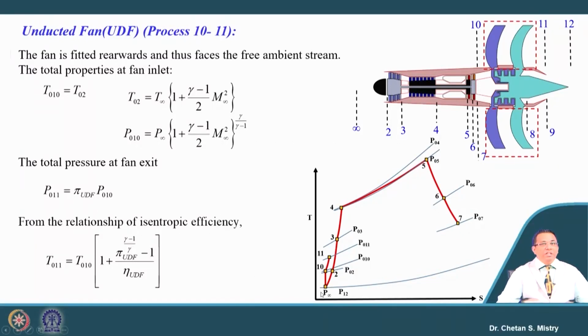Here in this case, if we look, this process is represented from P infinity to 10, and then after that we have the rise of pressure, which we have kept as, say, from point 10 to 11.